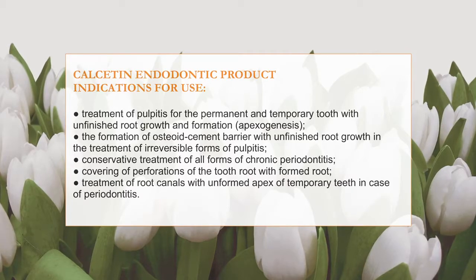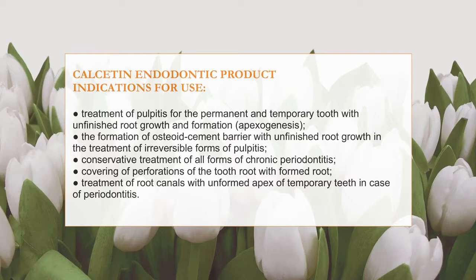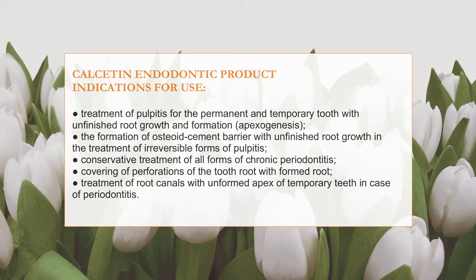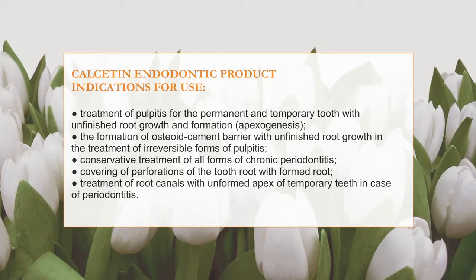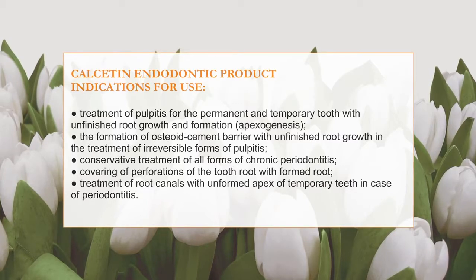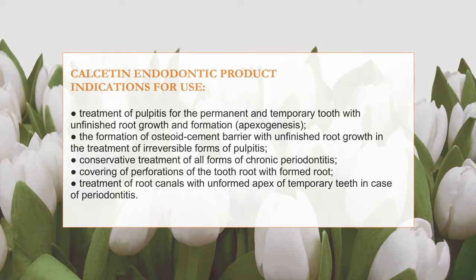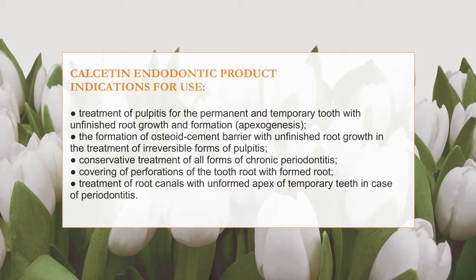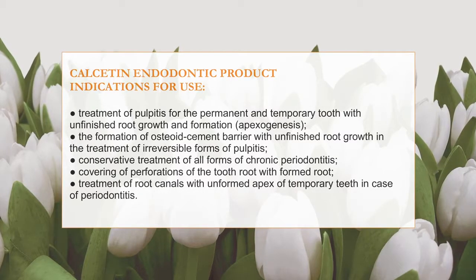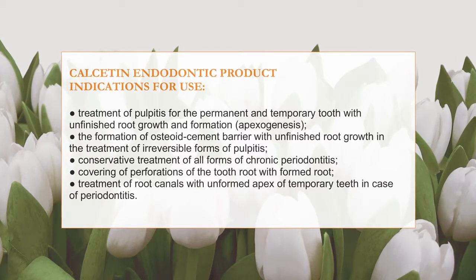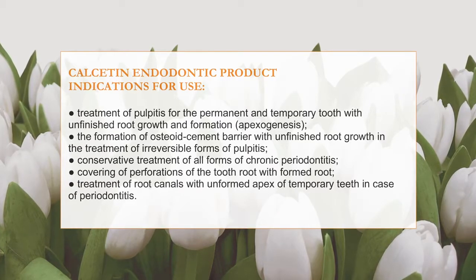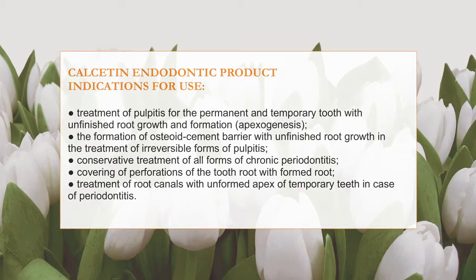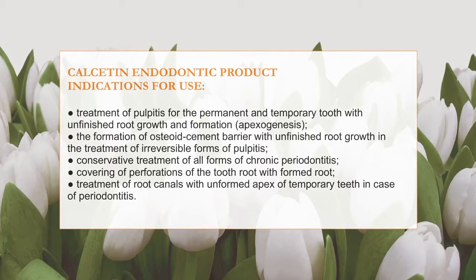Calcetin paste as an endodontic material for temporary filling of the tooth root canals is used for treatment of pulpitis for permanent and temporary teeth with unfinished root growth and formation, apexogenesis. The formation of an osteoid-cement barrier with unfinished root growth in the treatment of irreversible forms of pulpitis. Conservative treatment of all forms of chronic periodontitis. Covering of perforation of the tooth root with formed roots. Treatment of root canals with unformed apex of temporary teeth in case of periodontitis.